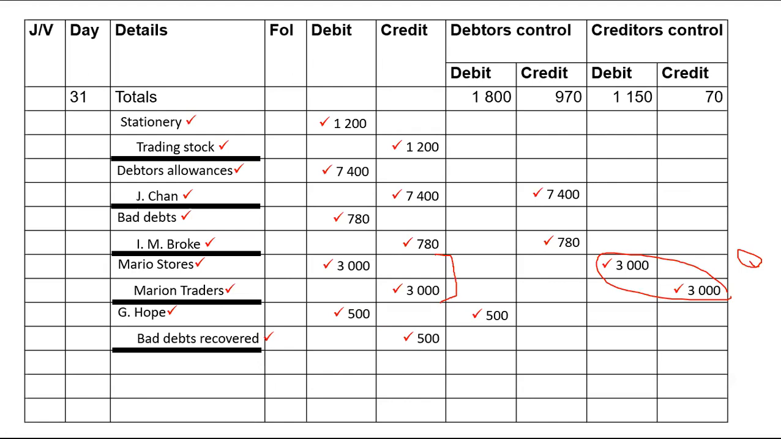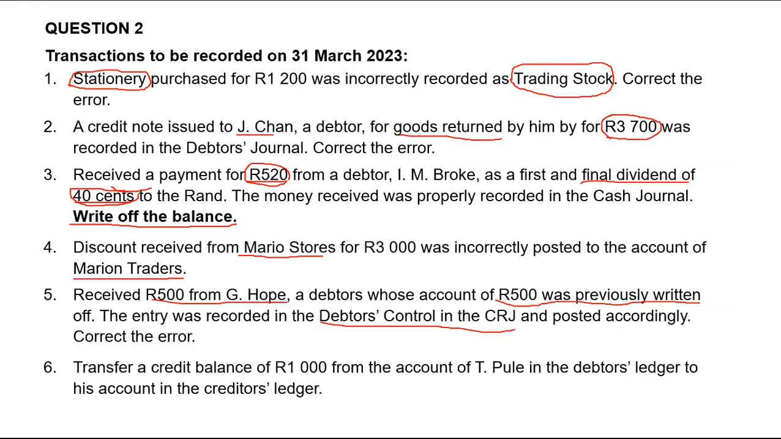What does it say? The next one says that we need to transfer a credit balance of 1,000 from the account of T Pule in the debtors ledger. Oh, to his account in the creditors ledger. Interesting. Guys, note that a debtor cannot have a credit balance. If a debtor has a credit balance, it means that it's a minus.